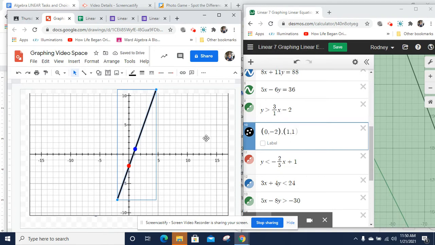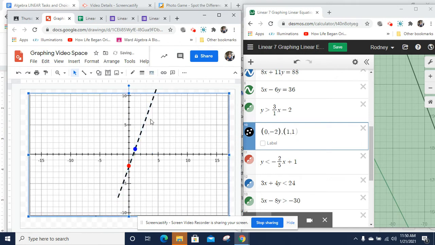Now, mind you, that inequality didn't say y equals 3x minus 2. It said y is greater than 3x minus 2. Well, one thing that means is that y is not equal to 3x minus 2. So we need to actually change this line to a dashed line. And the reason we're making it a dashed line is that tells us that the points that are on this line are not part of the inequality.